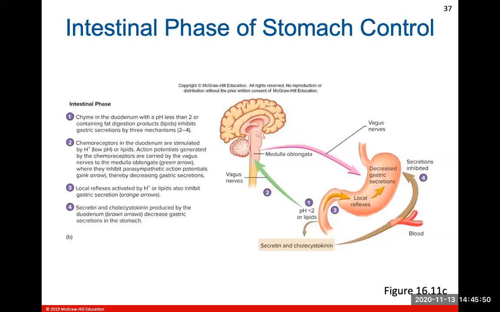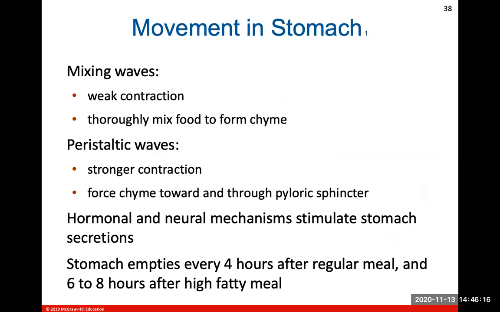Then the intestinal phase, we have chyme, which will be picked up by chemoreceptors. The low pH, extremely acidic, will inhibit gastric secretion at this point. Secretin and cholecystokinin will be produced by the duodenum, in the brown arrow, and that will decrease gastric secretions in the stomach after the stomach has done its job of digesting the food.